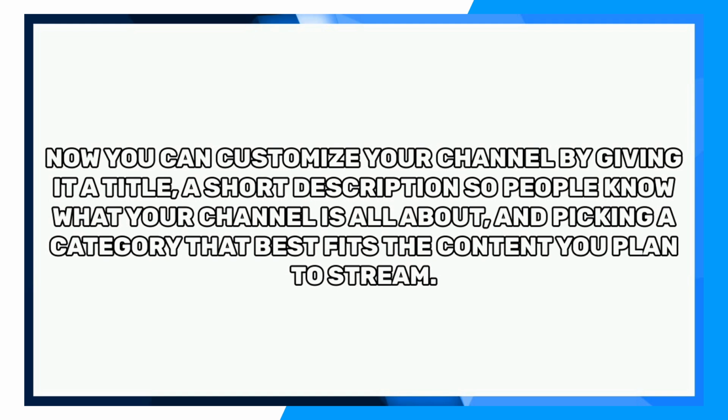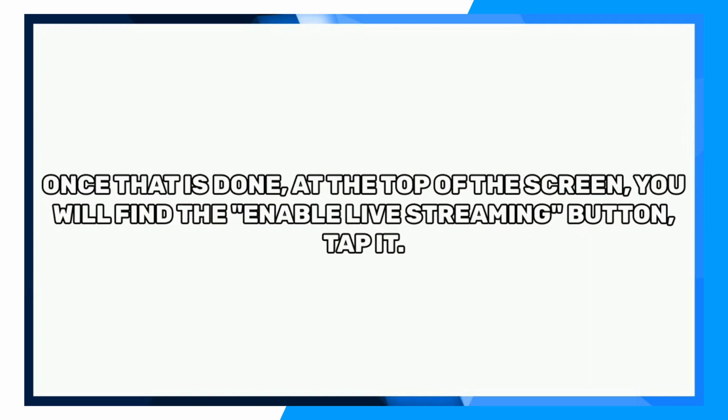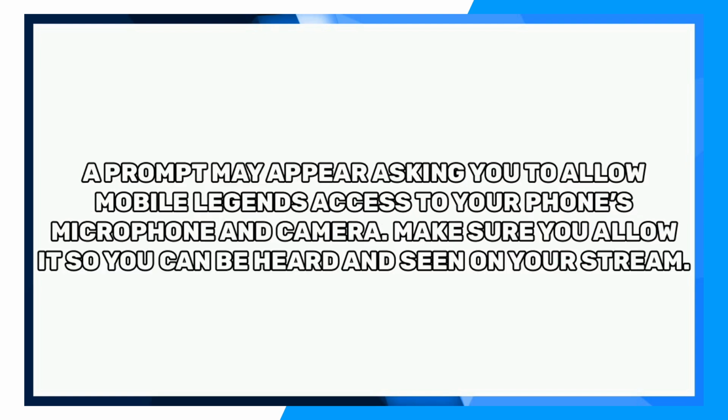Once that is done, at the top of the screen you will find the Enable Live Streaming button. Tap it. A prompt may appear asking you to allow Mobile Legends access to your phone's microphone and camera. Make sure you allow it so you can be heard and seen on your stream.